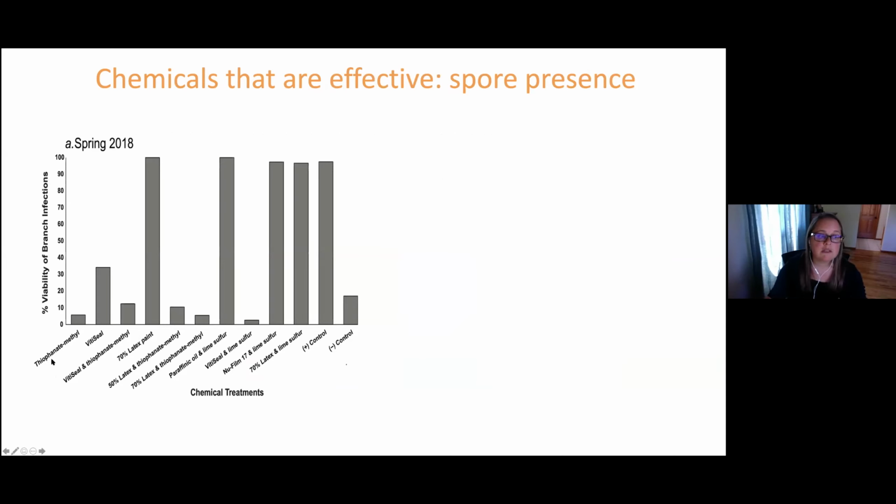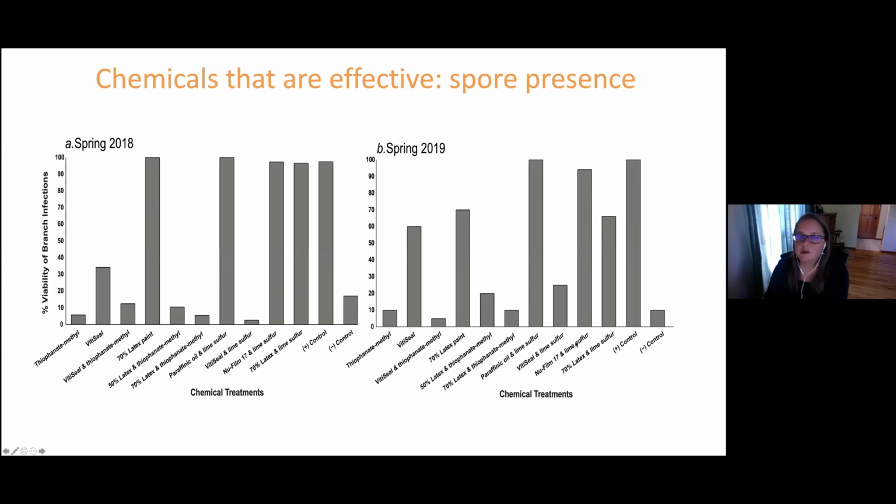So what we found is that Topsin is still effective, but latex paint wasn't at all. Latex paint has basically no properties that are going to kill the spores. So it acts as a really great barrier, but as soon as you get a crack, those spores can stay on the exterior of the latex paint, get in, and then cause a lesion. Vitaseal was fairly effective. It doesn't kill the spores 100%, but about 35% viability isn't too bad. Some of the organic options weren't that great, but if you mixed Vitaseal with lime sulfur, this was a great option for growers. And we saw really similar trends for 2019.